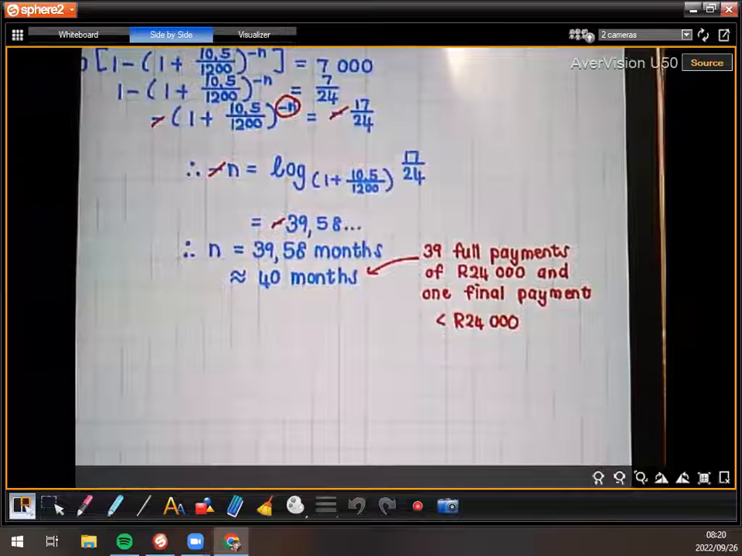Yes, you would go. Because the question is asking how many months is it going to take. So you are going to have to put 40 months.